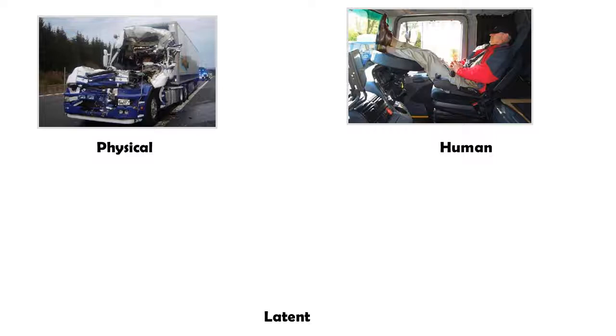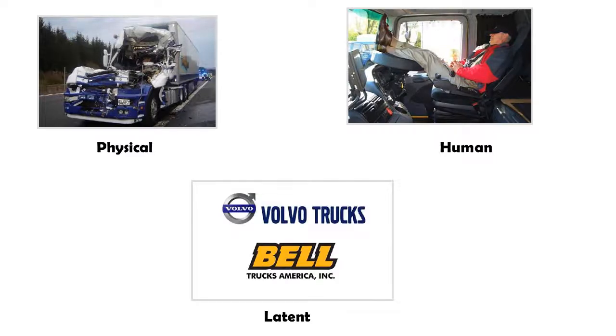Why was he using the foot brake? The team discovered that the driver had been trained on Bell equipment and not on Volvo. That in itself is a latent cause. But when asking why he hadn't been trained, it seemed that everyone, from management down to the operator, assumed that if he was trained on one, he would operate the other. That assumption is a high-level latent cause.